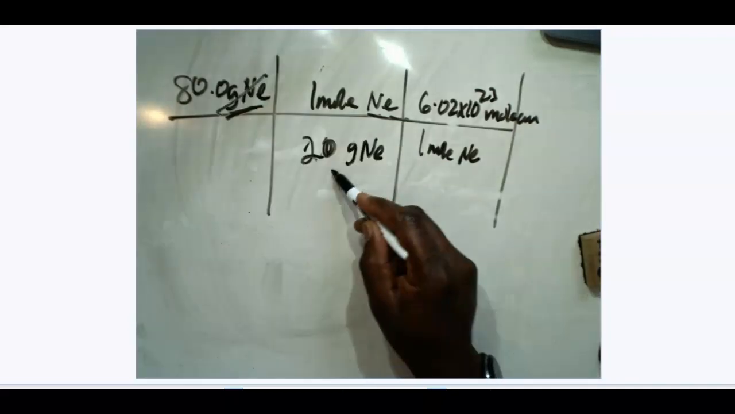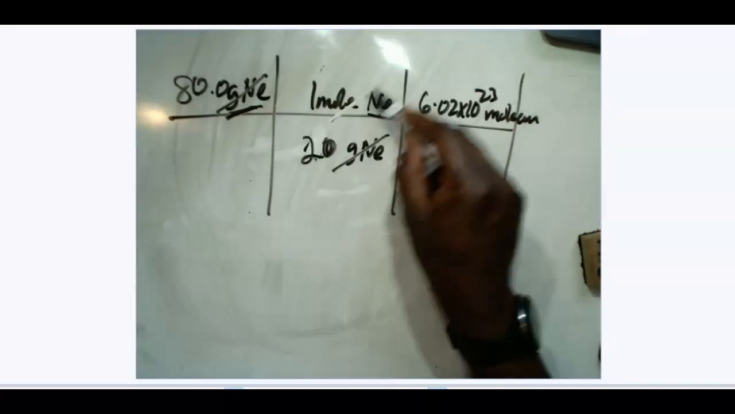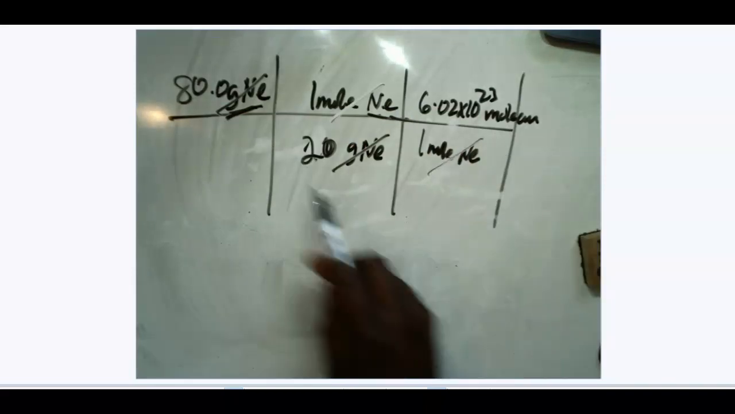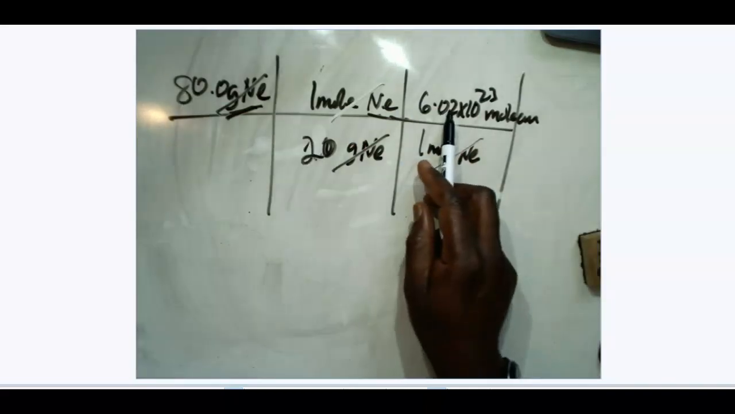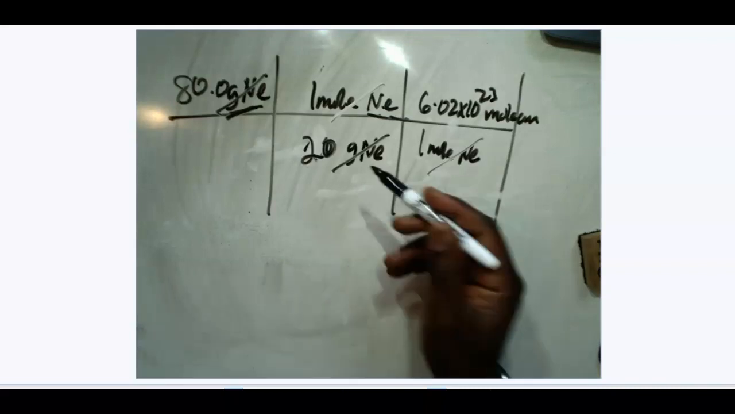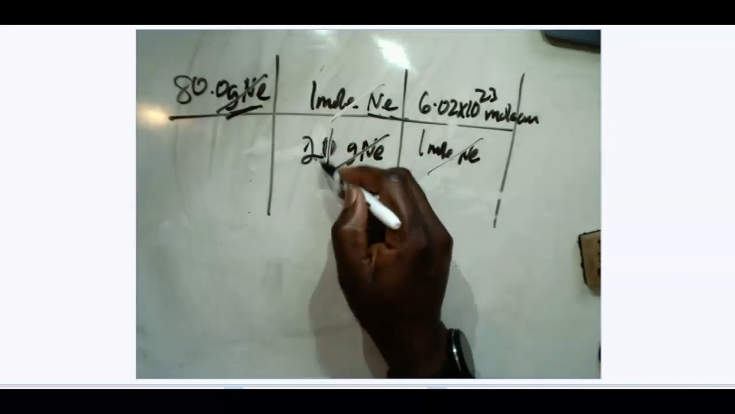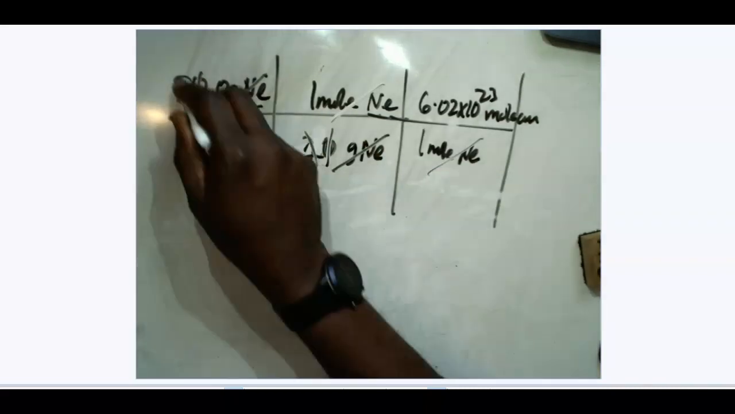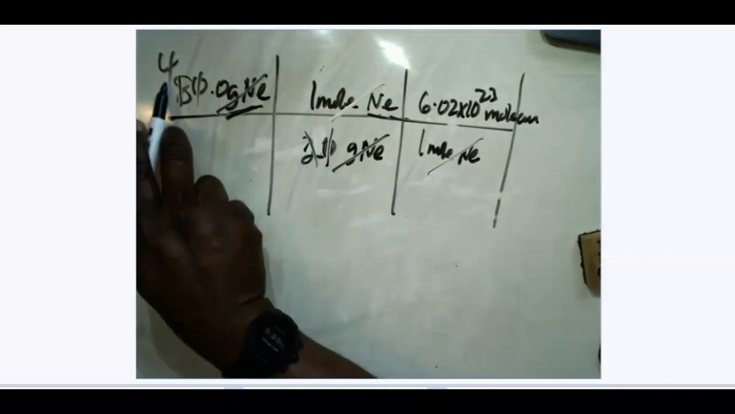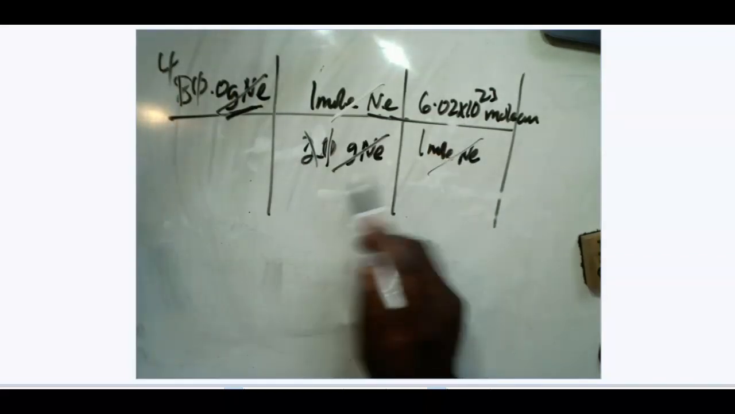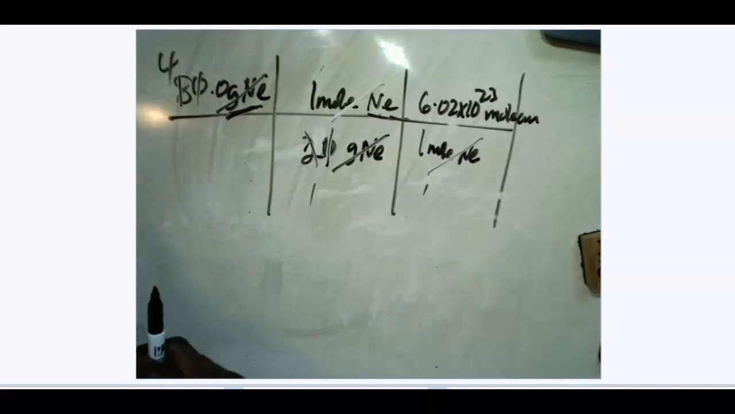Grams of neon will cancel grams of neon. Mole of neon will cancel mole of neon. So what you have left is 80 times this divided by 20. So this is like 0 cancel 0. This is like 4. It's like multiplying 4 by 6.0. Remember, this is 1. So we can just do that.